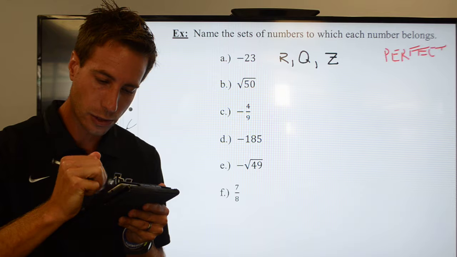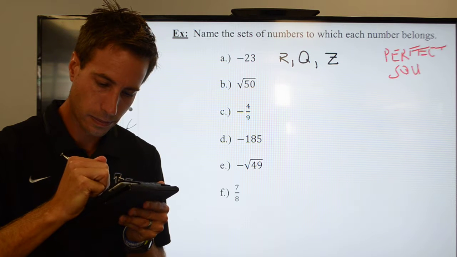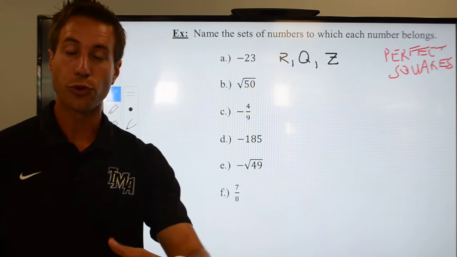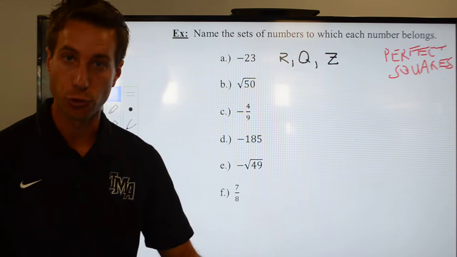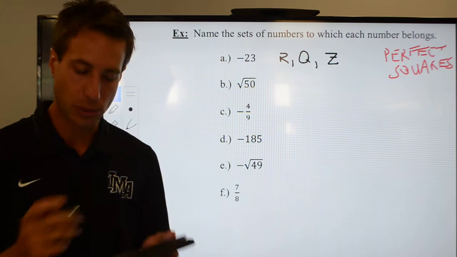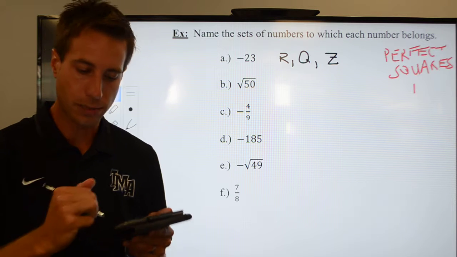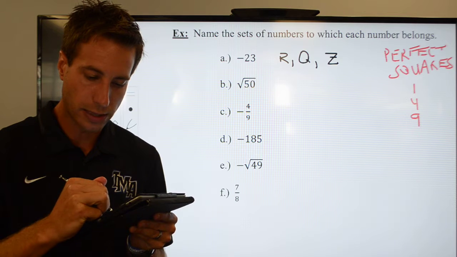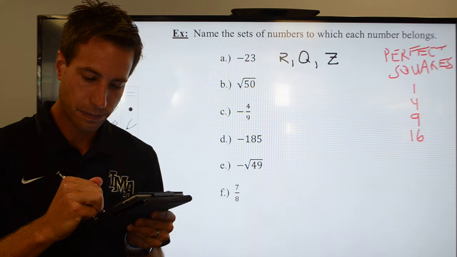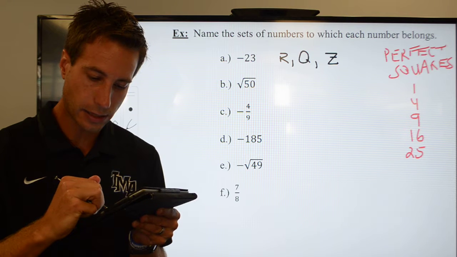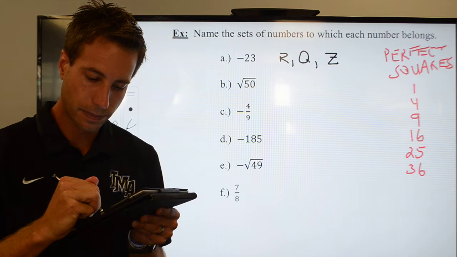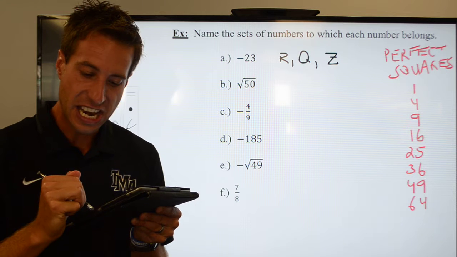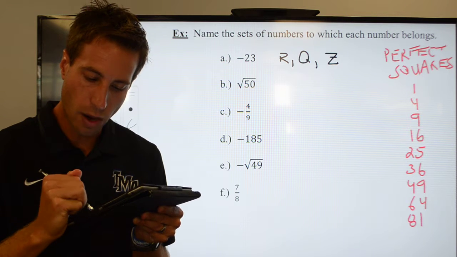Perfect squares. All right, run through the list. We're going to do perfect squares for the numbers 1 through 10. So these will be the first 10 perfect squares. 1 times 1, of course, is 1. 2 times 2 would be 4. 3 times 3 is 9. 4 times 4 is 16. 5 times 5, 25. 6 times 6, 36. 7 times 7, 49. 8 times 8, 64. 9 times 9, 81, and 10 times 10.